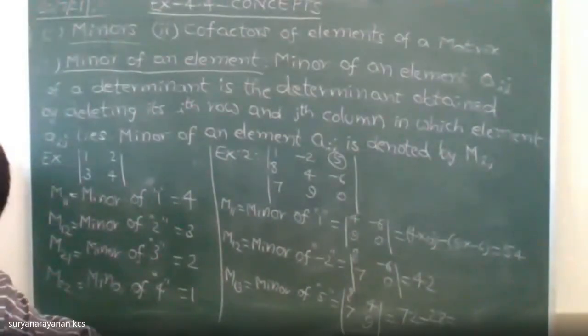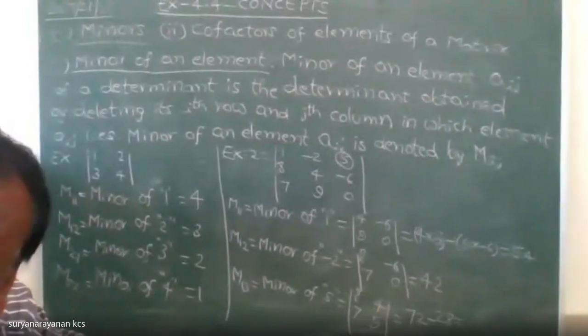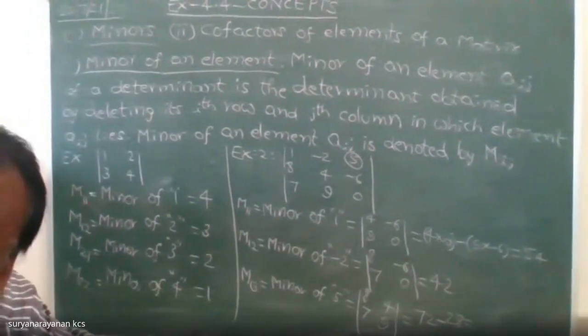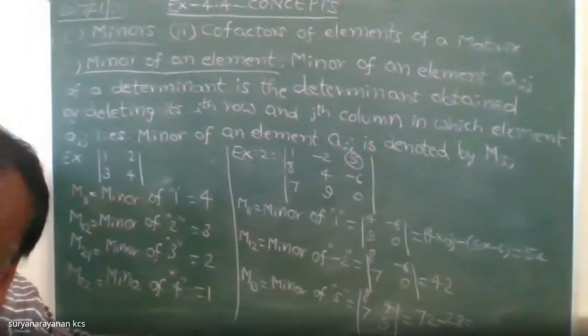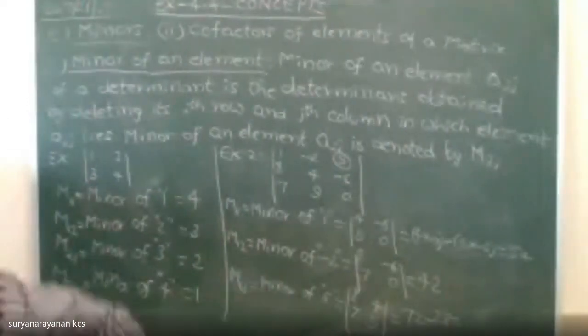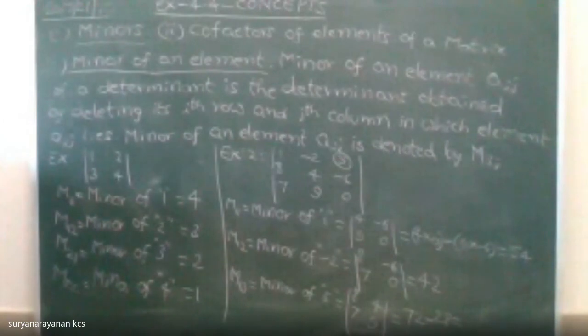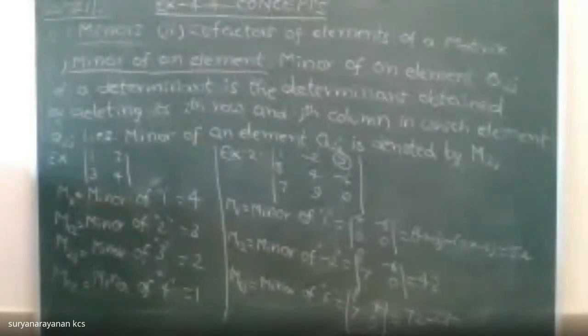And the second point is cofactor. We will discuss this point in the next class. Okay, my children. Now the time is 12:29. Please note down these points. Go through the textbook, my children. Page number 123. Go through the textbook at page number 123. You can find the definition of minor of an element.